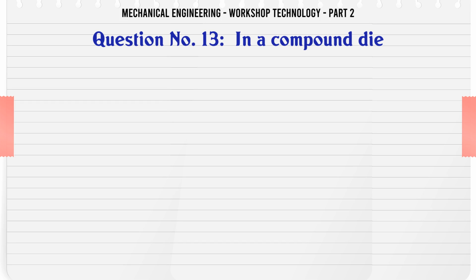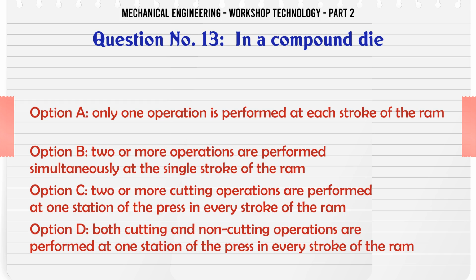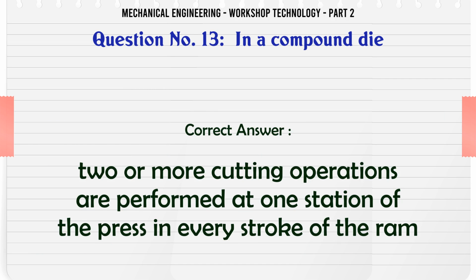In a compound die, A. Only one operation is performed at each stroke of the ram, B. Two or more operations are performed simultaneously at the single stroke of the ram, C. Two or more cutting operations are performed at one station of the press in every stroke of the ram, D. Both cutting and non-cutting operations are performed at one station of the press in every stroke of the ram. The correct answer is two or more cutting operations are performed at one station of the press in every stroke of the ram.